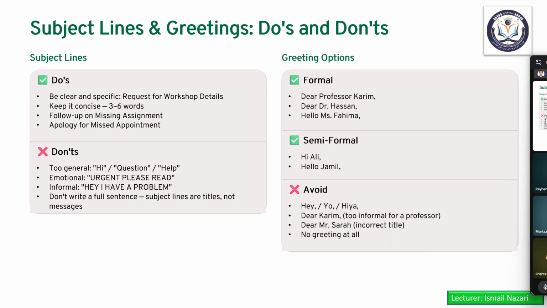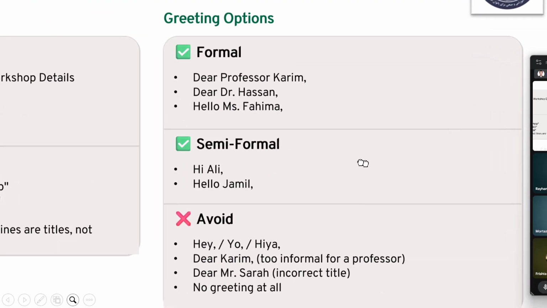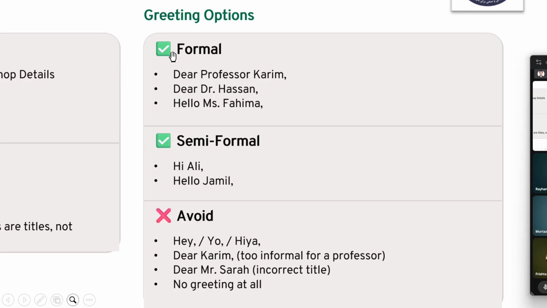Now, when we are on the greeting options, what can we use? For example, we may have the formal, we may have the semi-formal, and we need to avoid. A formal greeting may start by saying, Dear Professor, for example, Karim. Dear Dr. Hassan. Hello, Miss Fahima. They're formal. Formal greetings we may use commonly in our emails. With semi-formal, we may say, Hi, Ali. Hi, Ahmad. Or hello, Jamil. Hello, Miss Fahima. So, something this way.